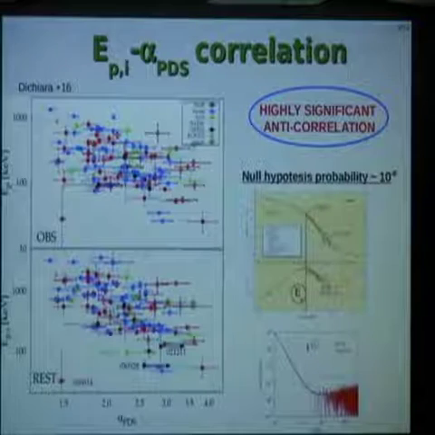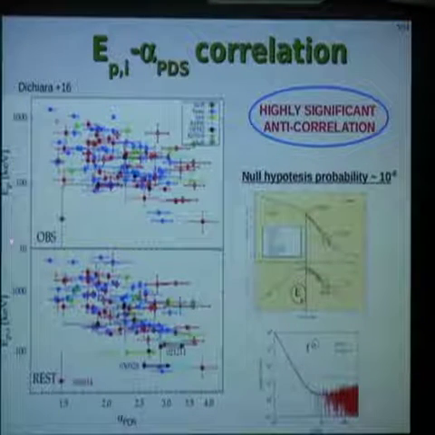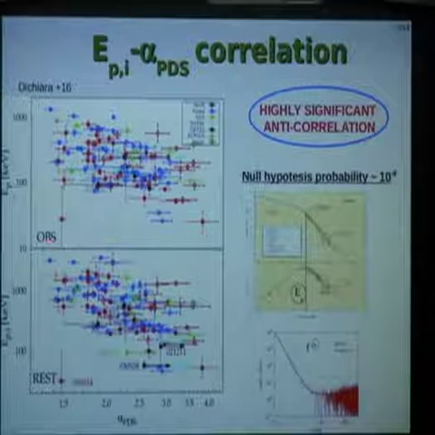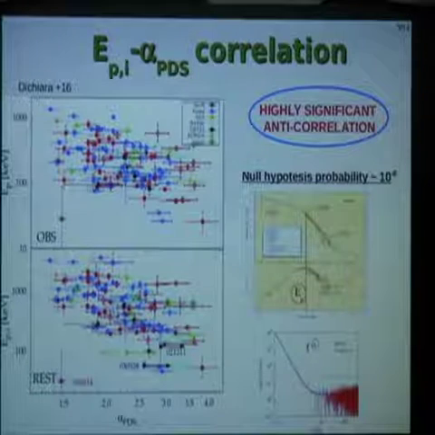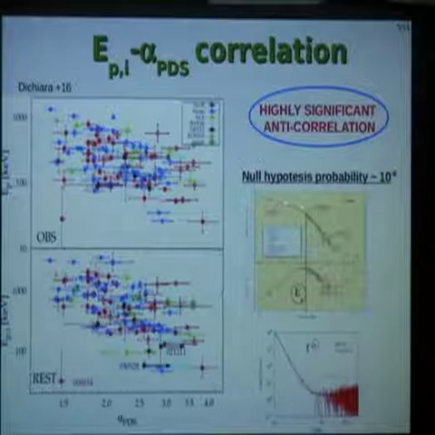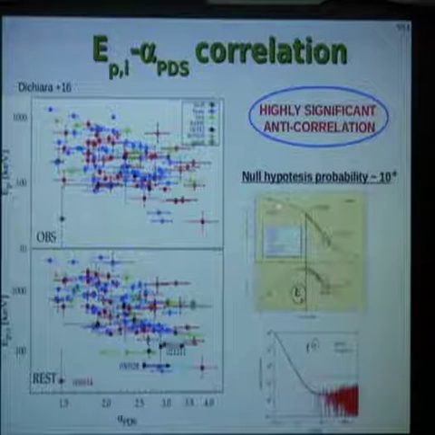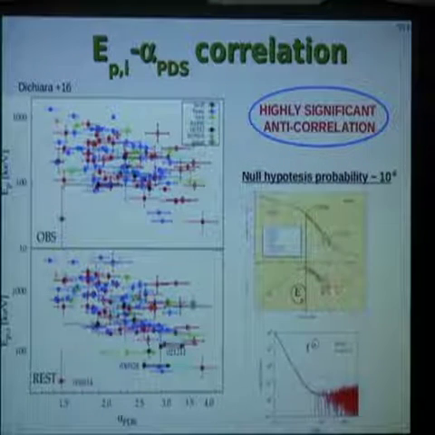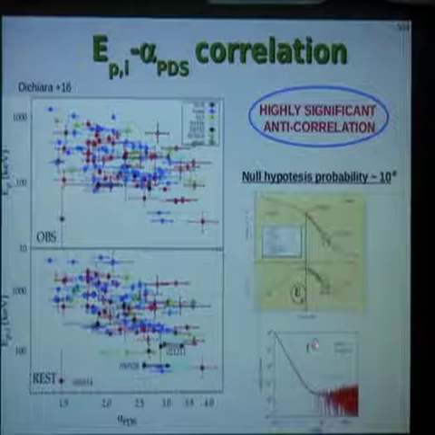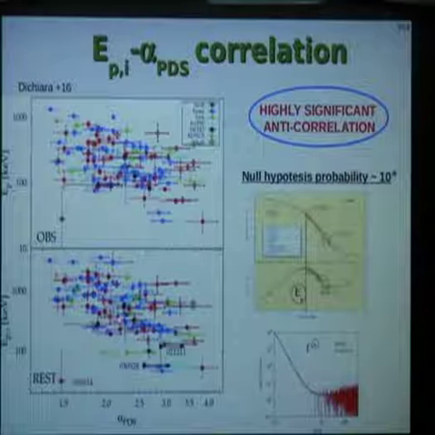One of the main results of this analysis is this one. We find a connection between the spectral properties of gamma ray bursts and the timing properties. We find this highly significant anti-correlation between the peak energy of the nu F nu spectrum. This is a typical spectrum of a gamma ray burst, which usually is fitted with an empirical law called band power law. It's a broken power law. And you can find for each gamma ray burst the value of the peak energy. The peak energy is connected in some way to the slope of the red noise of the power density spectrum.